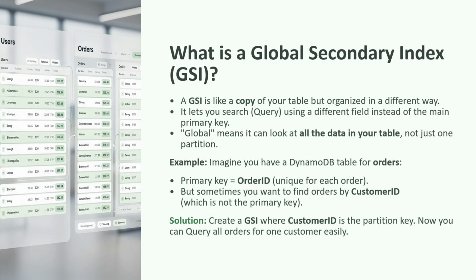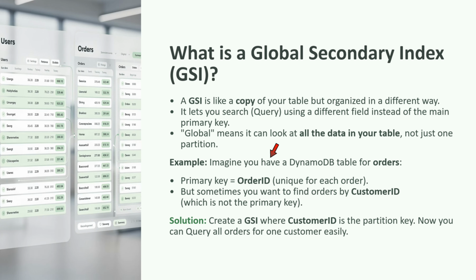Now we will see what is a Global Secondary Index or GSI. A GSI is like a copy of your table but organized in a different way. It lets you search using a different field instead of the main primary key. Global means it can look at all the data in your table, not just one partition.